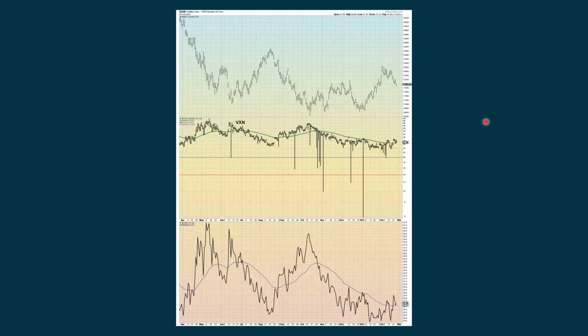Looking at the Vixen, which is the VIX for the NASDAQ 100, as we've been going back up, we're seeing a little bit of increase in volatility, but not anything all that staggering. This chart isn't as useful as you'd like it to be because of all this erroneous data in here. It looks like icicles hanging off a roof.